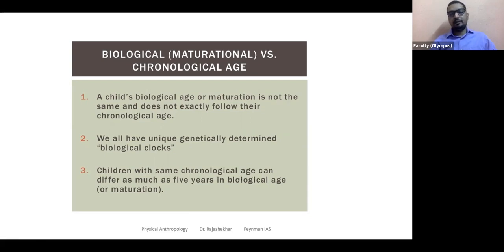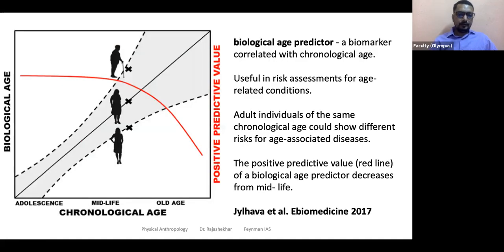Okay, but now the question is, how do you know it? How do you determine biological age? This 2017 study published in eBiomedicine briefly talked about the connection between chronological age and biological age. Here, on the x-axis they show adolescence, middle life, old age. How does our chronological age and biological age correlate?